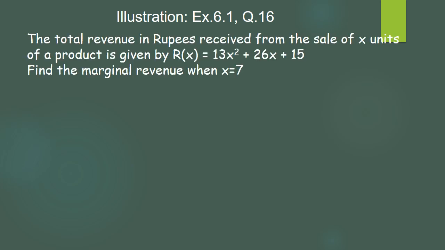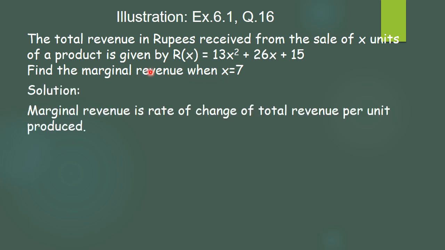Now we are going to solve question number 16 of exercise 6.1. The total revenue in rupees received from the sale of x units of a product is given by R of x is 13x square plus 26x plus 15. Find the marginal revenue when x is 7. Now we know that the marginal revenue is the rate of change of total revenue per unit produced. In this case, x is the number produced and the revenue function is given as R of x.